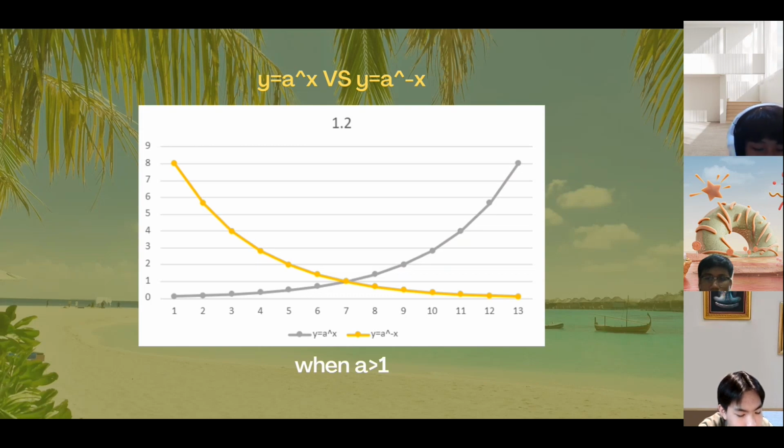And for this graph, you can see that its base is 7, and the gray is the growth exponential, and the yellow ones or the orange, if you can see it, are the decay exponential.